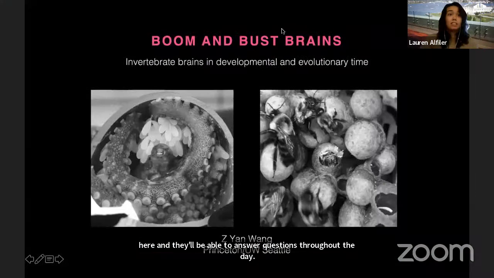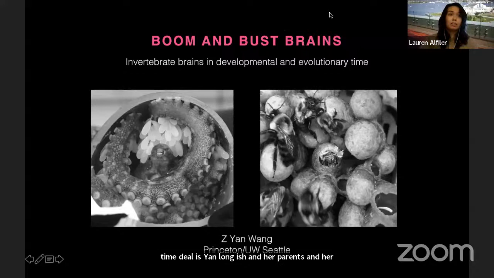Our next NGL is Yan Wang, and her presentation today is titled Boom and Bust Brains and Reverb Brains in Developmental and Evolutionary Time, which is her research on a very unique model system, octopuses and bees. She studies aging and death via the neurological mechanisms, evolutionary origins, and social dimensions. Today, she'll discuss the boom and bust cycles for these two animals, the neuroendocrine control of death in octopuses, and the social and endocrine control of adult bee behavior. She's also an incoming assistant professor of psychology and biology at the University of Washington come fall 2022. We want to welcome her to Seattle and also to Showcase.